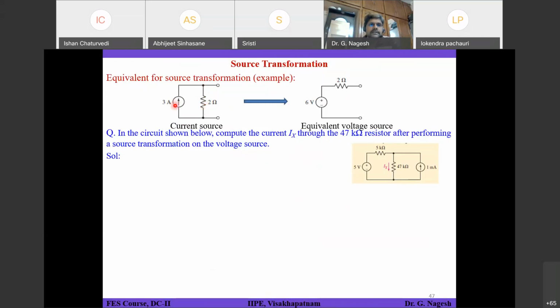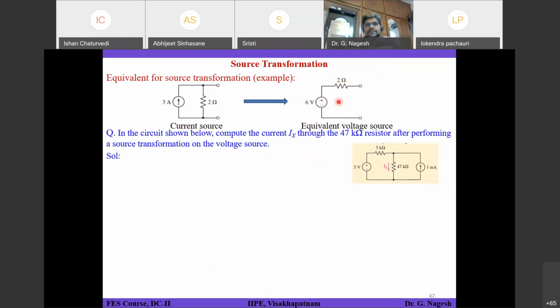Since this is open circuit, the 3 amperes will have to flow only through this 2 ohms resistor. So 3 into 2, that will be 6 volts, the voltage existing across this 2 ohms resistor. If you place that voltage here and place the same resistance R in series with it, that is called an equivalent voltage source. That means this circuit and this circuit are identical from the circuit point of view. They are not going to vary.